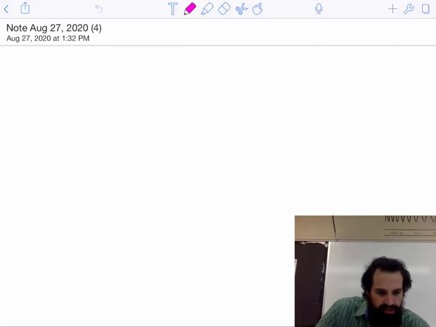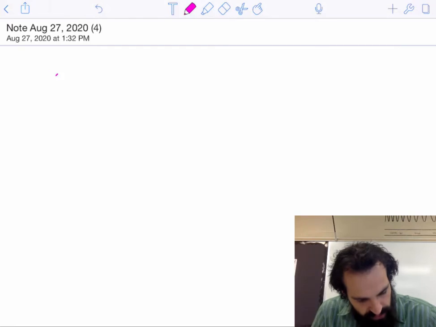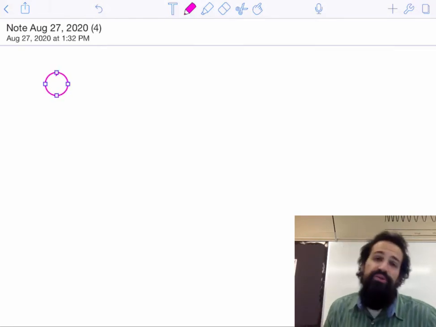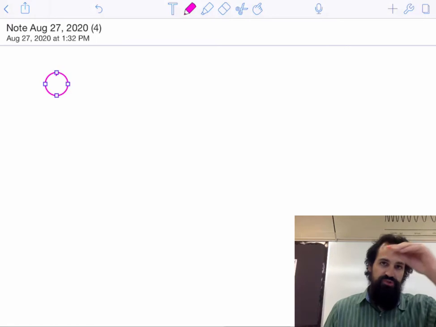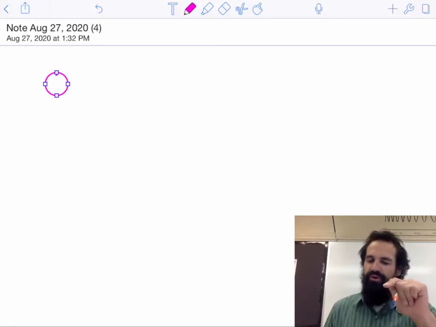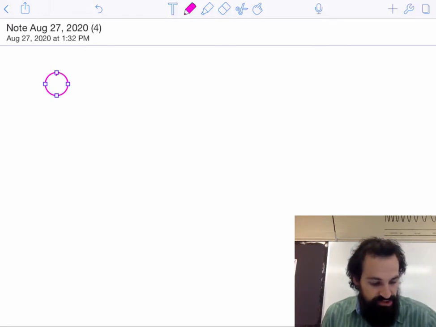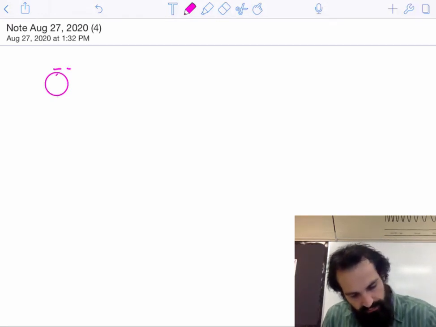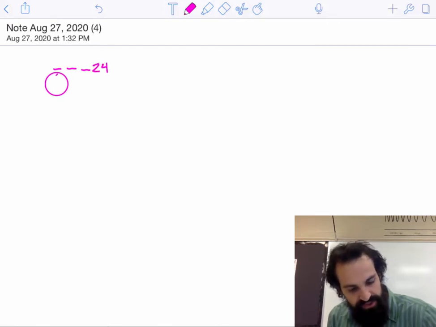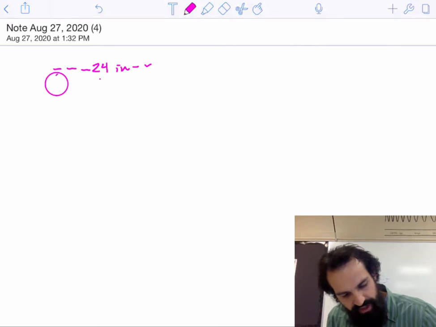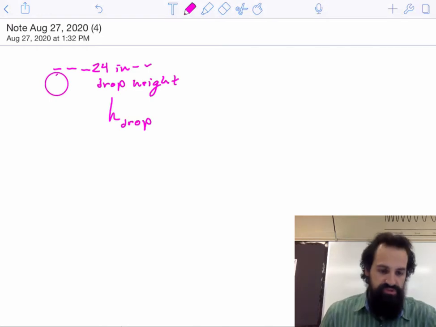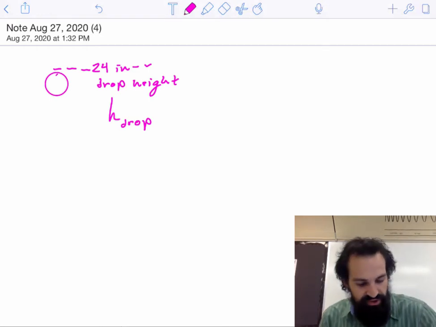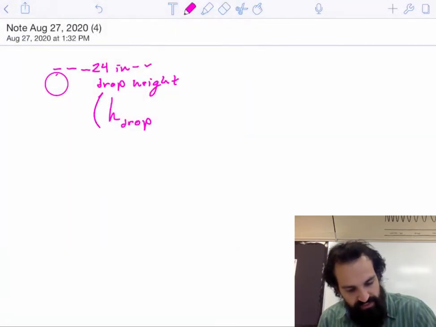So on here, I will redraw that if I can draw a circle. Okay. And by the way, in Notability, if you draw a circle and leave it there, it will turn it into a circle for you, or a square, or a line. So you draw whatever you're trying to draw, hold your finger down on the spot until it forms the shape that you want it to form. So this is my drop height, and that was 24 inches. And I'm also going to label that as drop height, which I am going to denote with the variable h sub drop. So that's the drop height, because I'm going to have a couple of heights, so I want to be able to keep them separate. So that's my drop height.